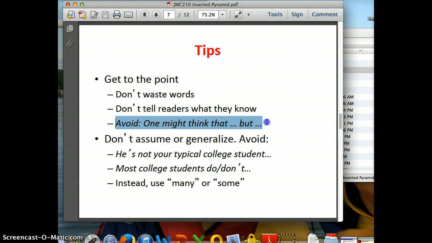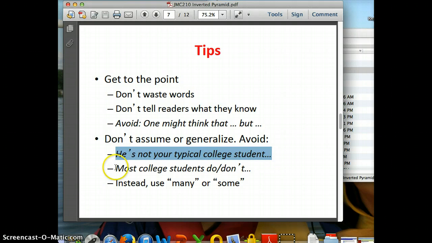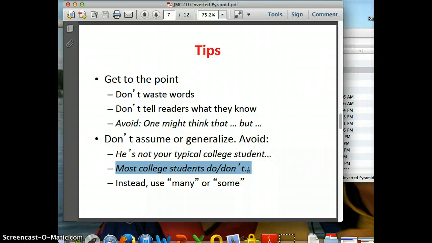Another thing to avoid is the one might think lead. Don't assume what people might think. Just tell me what's new. Okay, so don't assume or generalize. For instance, he's not your typical college student. You know what? There's no real typical college student. Everybody has a different idea of what your typical college student is, so don't use that lead. Don't start with most. Most college students go out every night. That's not true, okay? So don't generalize. Instead, use many or some.